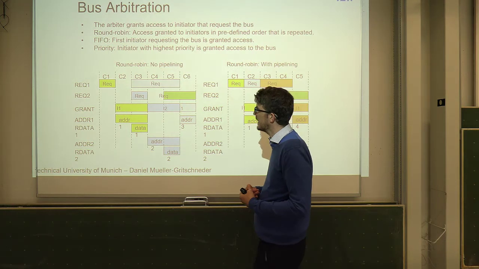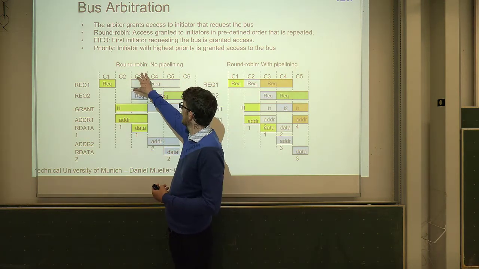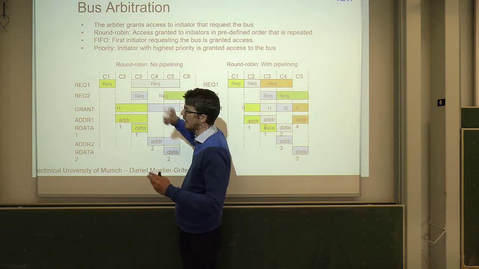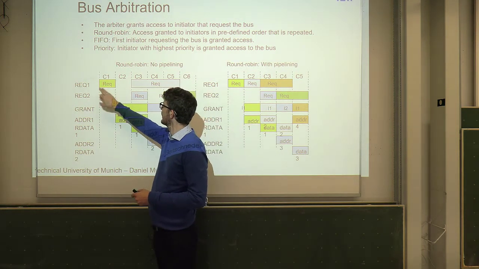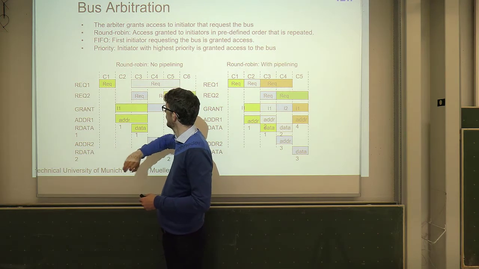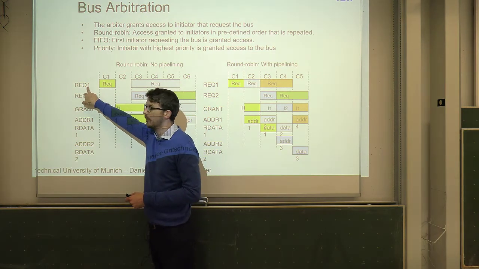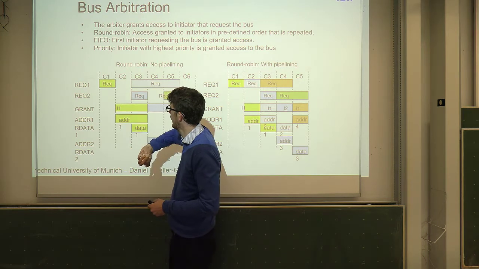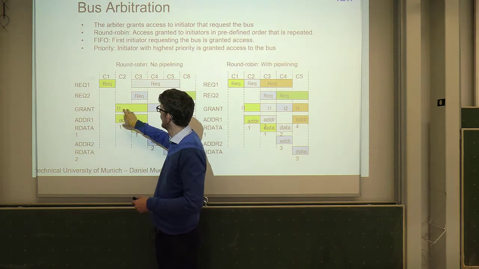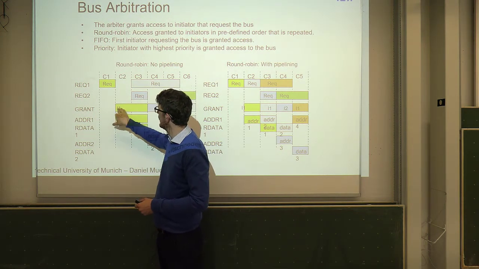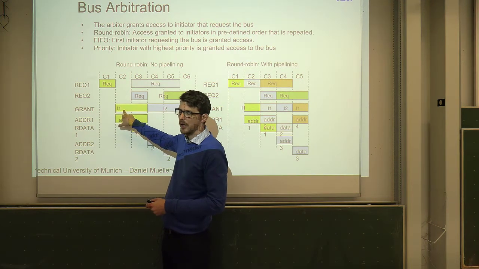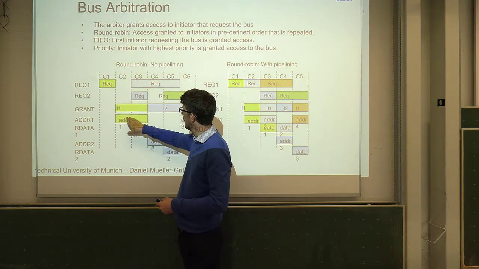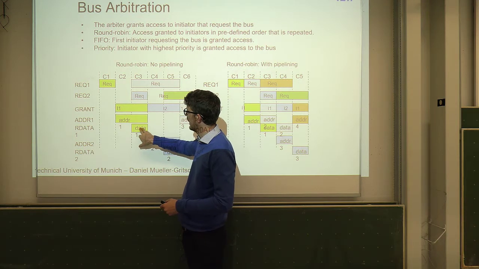priority. So let's make here, we select round robin, and we're saying we have no pipelining support. That means initiator 1 would say, I want to have the bus, so it's requesting the bus, right? This is initiator 1 because it's the request signal from initiator 1. Then the arbiter would grant it to initiator 1. So here the grant signal would be I1, meaning initiator 1 gets the bus. Then initiator 1 would make its access, right? It puts the address, it reads back the data in the next cycle.